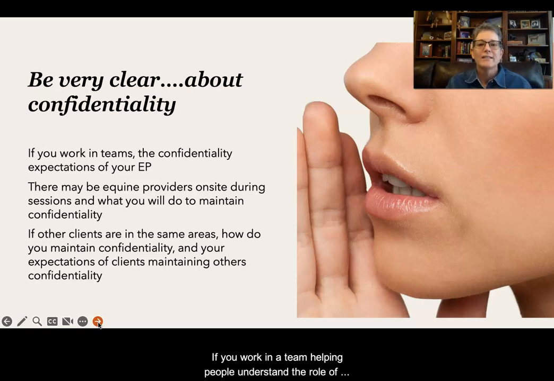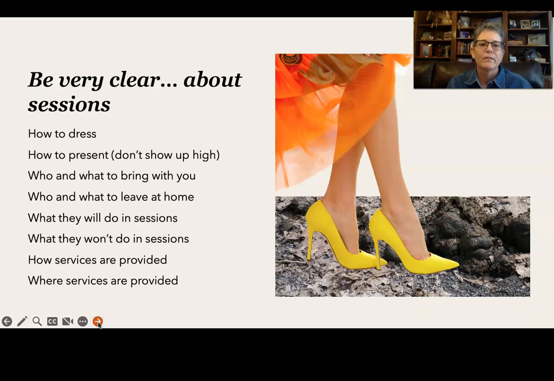If you work in a team, helping people understand the role of the equine professional and that they have to keep the client's information confidential as well is really important too.